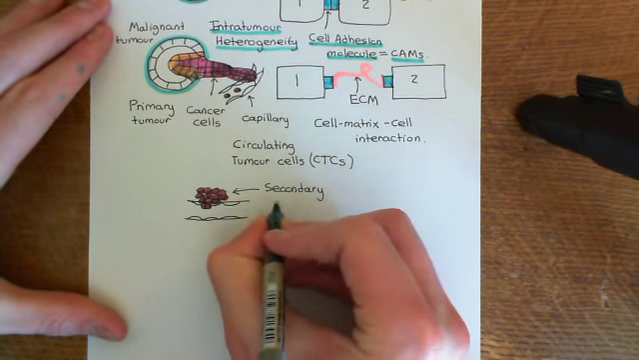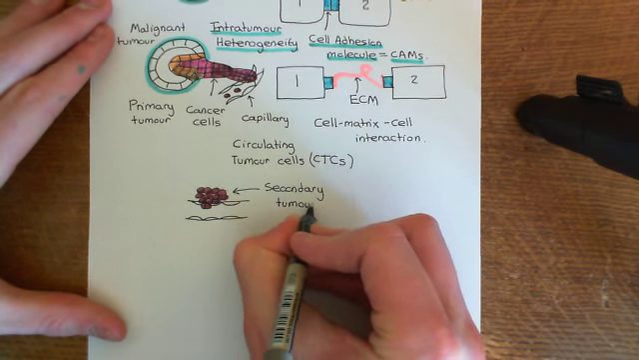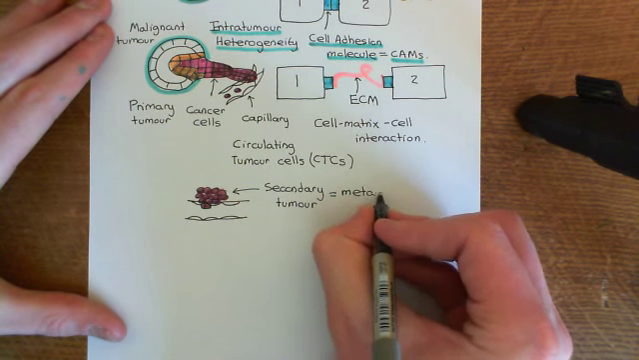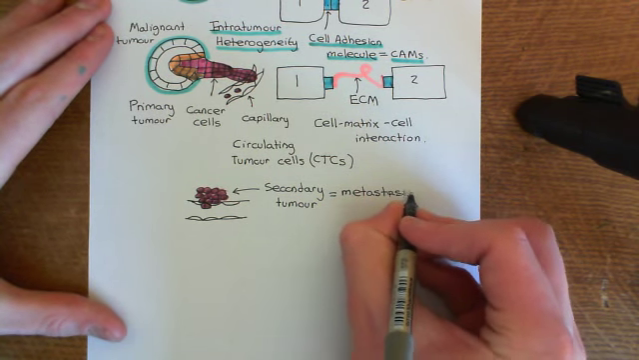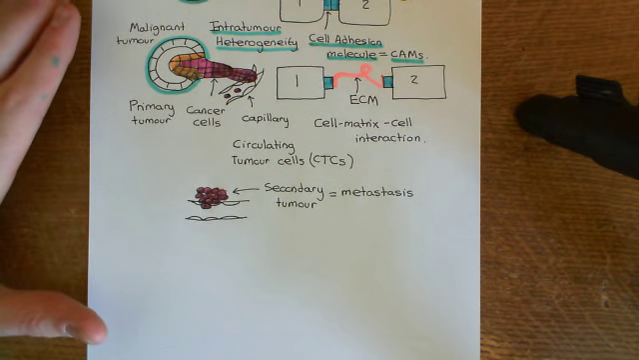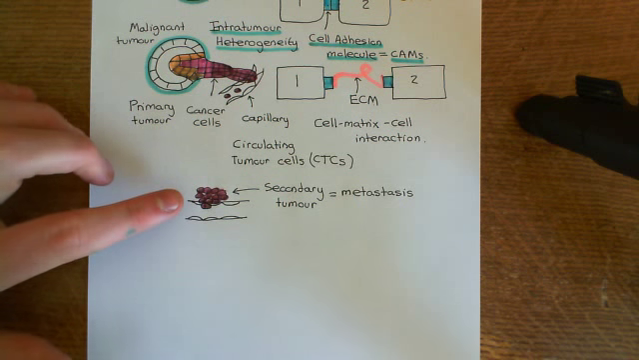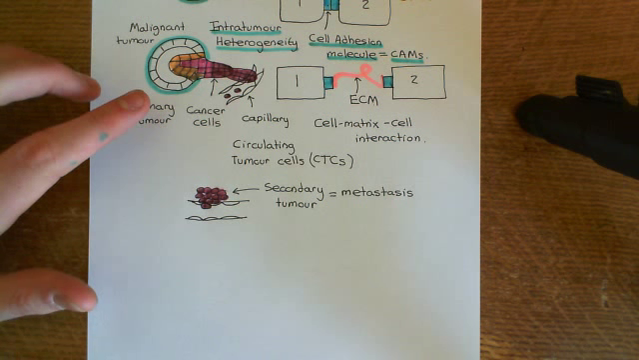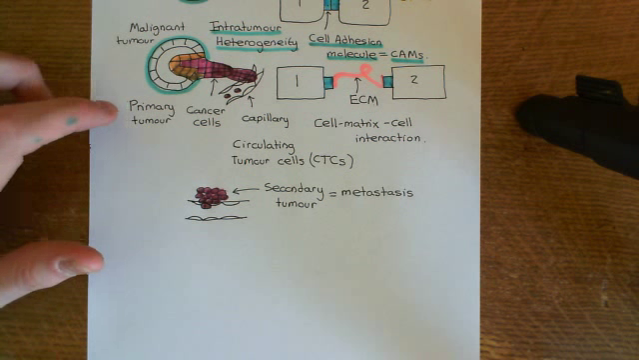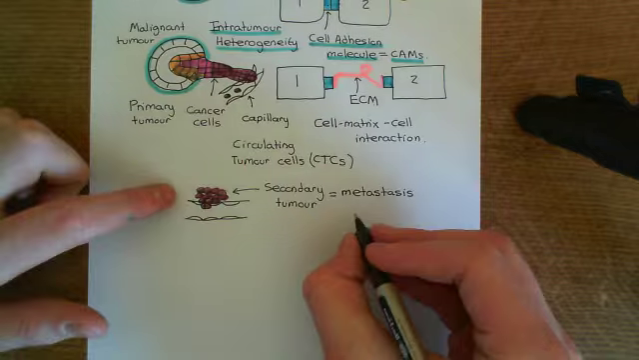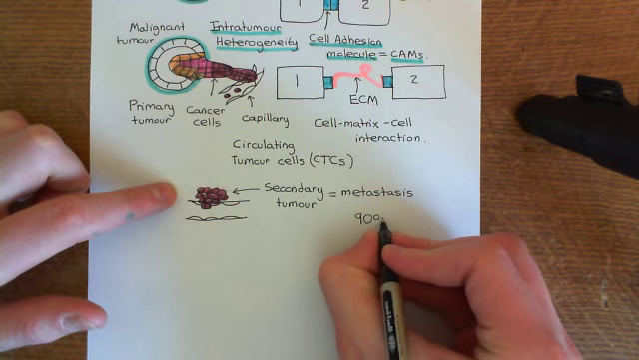Okay, now secondary tumours are also known as metastases. A secondary tumour is called a metastasis. Metastases is the plural, metastasis is the singular. Now, it's these metastases that generally kill people with cancer. This is why cancer is so deadly and why benign tumours are less deadly, even though they will go on to become malignant tumours. Generally, it's not the primary tumour that is a problem, it's the secondary tumours that are a problem. 90% of cancer patients die because of secondary tumours.